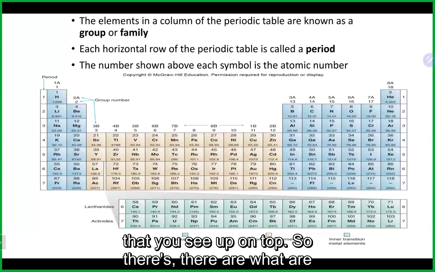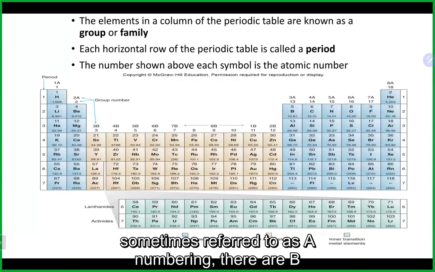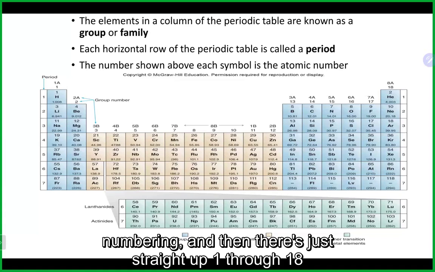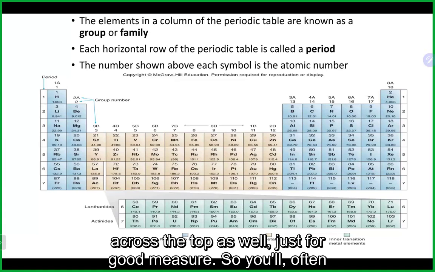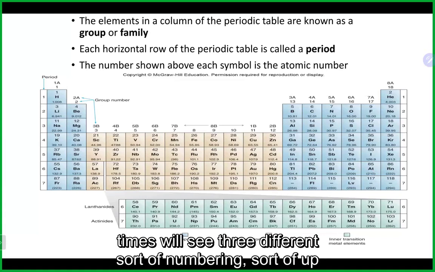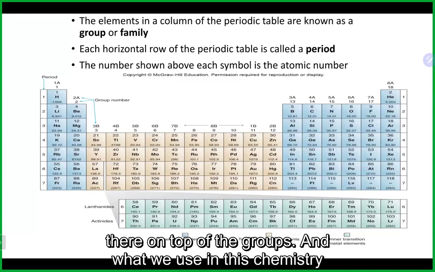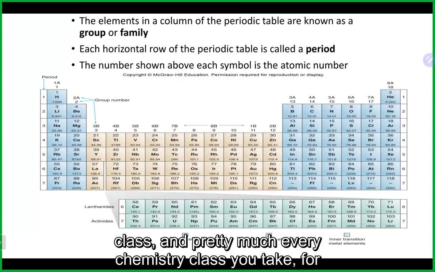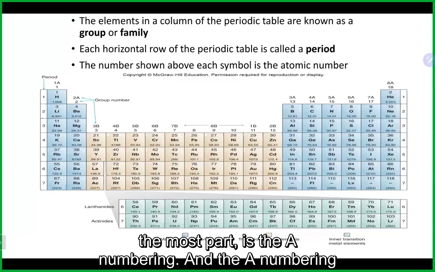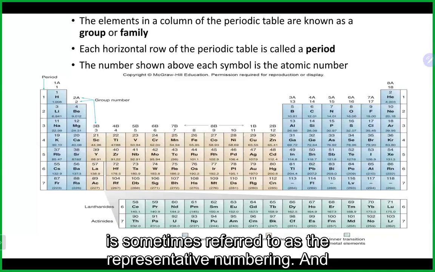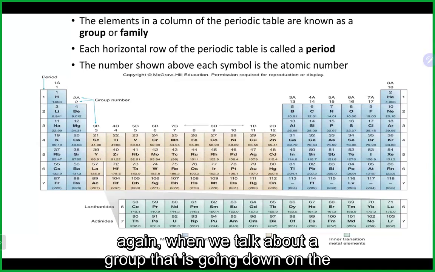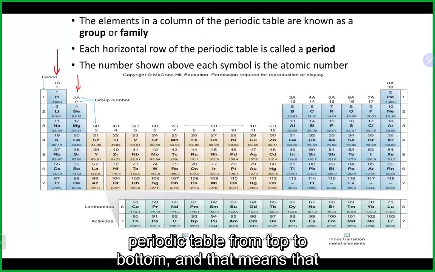So there are what are sometimes referred to as A numbering, there are B numbering, and then there's just straight up 1 through 18 across the top as well, just for good measure. So you'll oftentimes see 3 different sorts of numbering up there on top of the groups. And what we use in this chemistry class, and pretty much every chemistry class you take for the most part, is the A numbering. And the A numbering is sometimes referred to as the representative numbering. And again, when we talk about a group, that is going down on the periodic table from top to bottom.